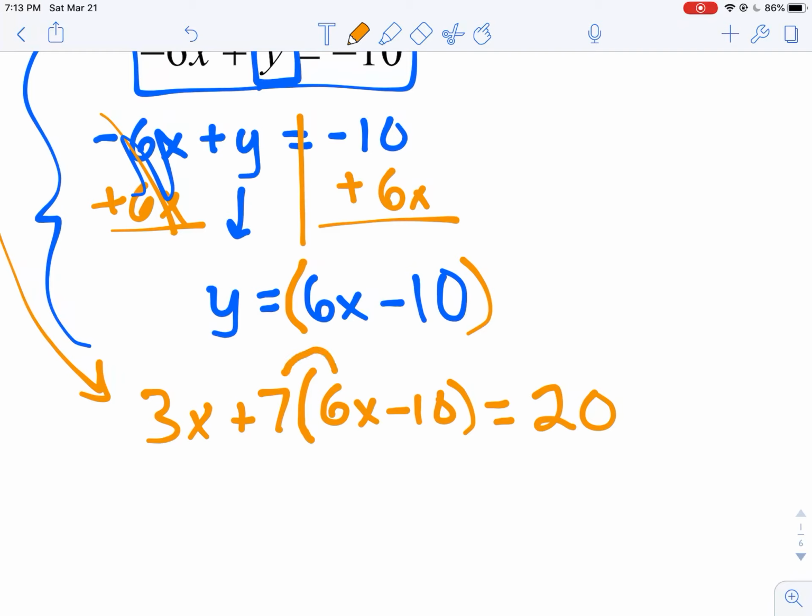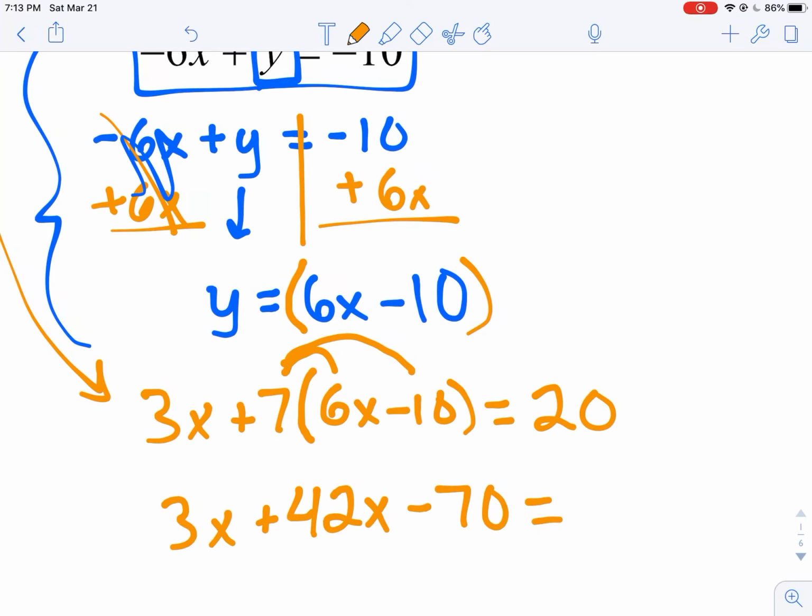And now from here, they're all going to kind of come out the same way. You're typically going to distribute first, right? Distribute first. We have 3x now, 7 and 6 is 42x. And then 7 times negative 10 is negative 70. Make sure you distribute to both terms.